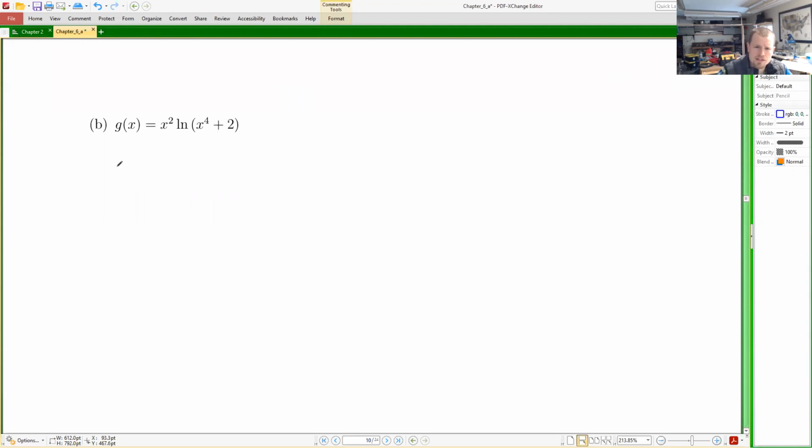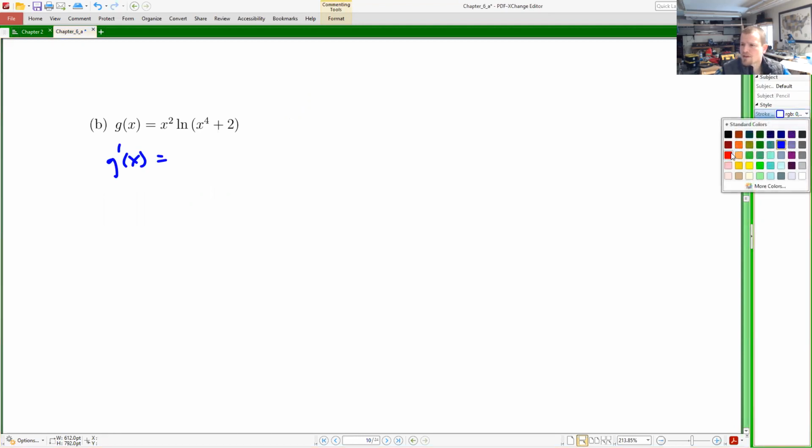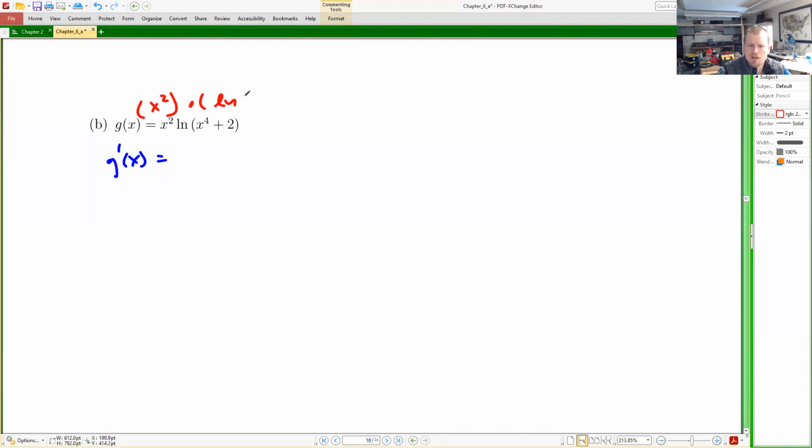All right, so let's find the derivative of g of x, g prime of x. Well, before we can make it too far here, what we want to recognize is that there's a product. We have x squared times the natural log of x to the 4th plus 2. So recognizing that we have a product, we first have to use the product rule.